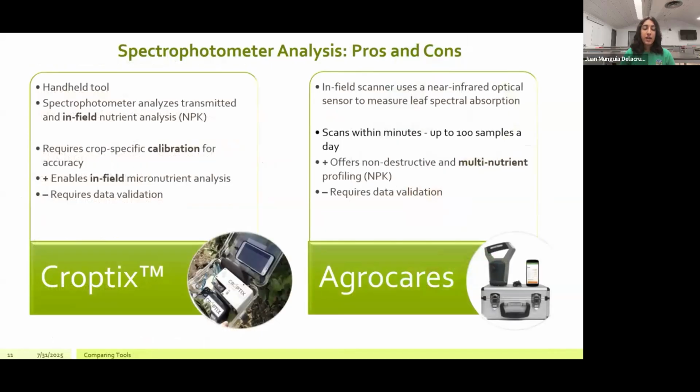And Croptics and AgroCares, they also have in-field devices. And the interesting thing is that their devices are kind of right in between lab methods and the SPAD meter because they offer you multi-nutrient profiling. And they can also scan up to, at least for AgroCares, about 100 samples per day. So that's pretty efficient. However, both of these new technologies, much like anything else, were faced with a bit of skepticism in research because they require data validation and ground truthing. So as I mentioned, we didn't include these products in our research yet because we're relying on ground truthing at the moment.